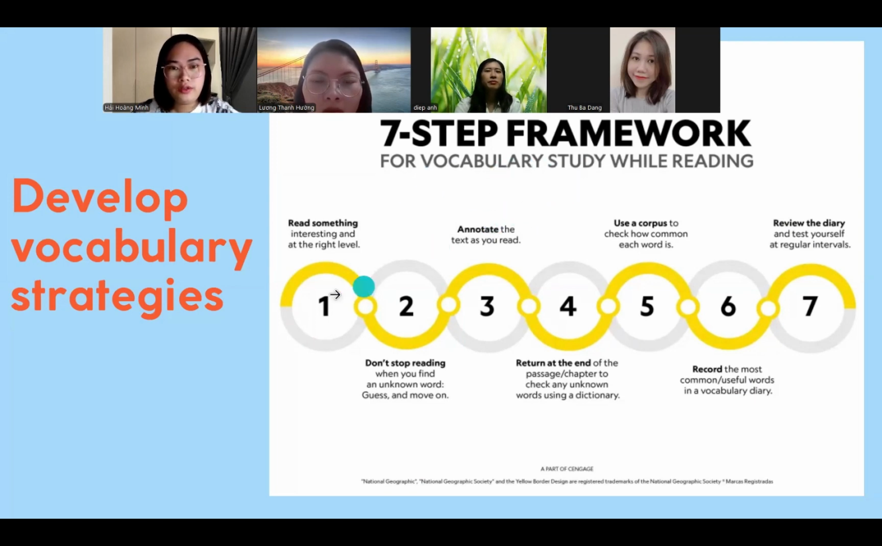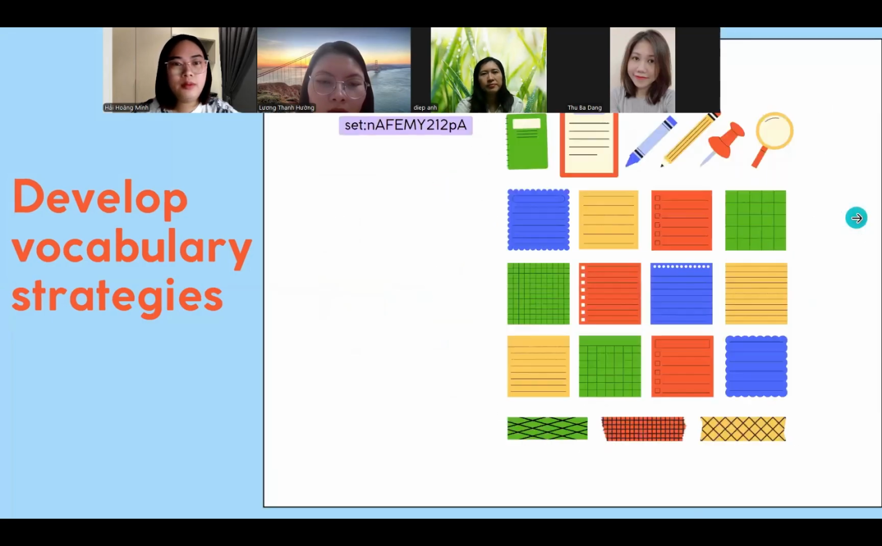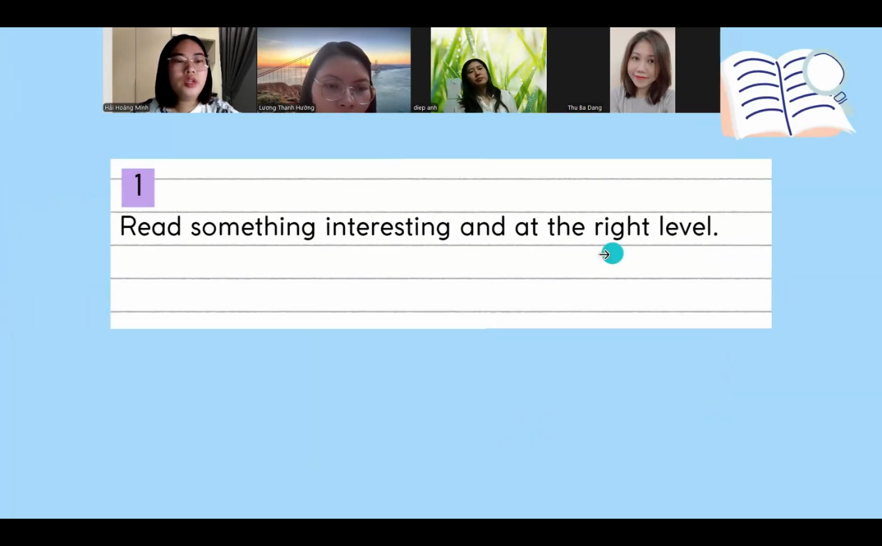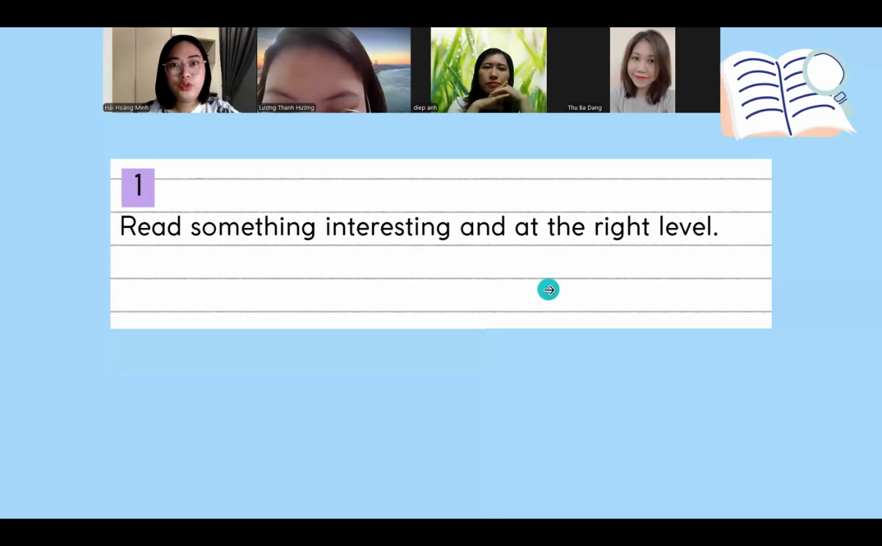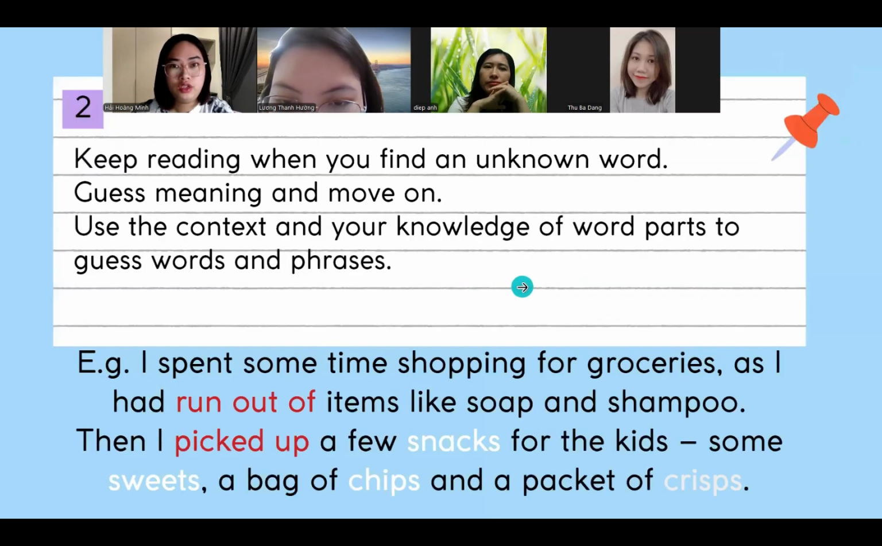So overall, there are 7 steps. For step number 1, your student needs to read something interesting and at their right level. As an English teacher, you should create and find sources or materials that your students are interested in and appropriate to their levels, so they can easily become interested in the topic that you introduce to them. Remember step number 1, you should find the right source.